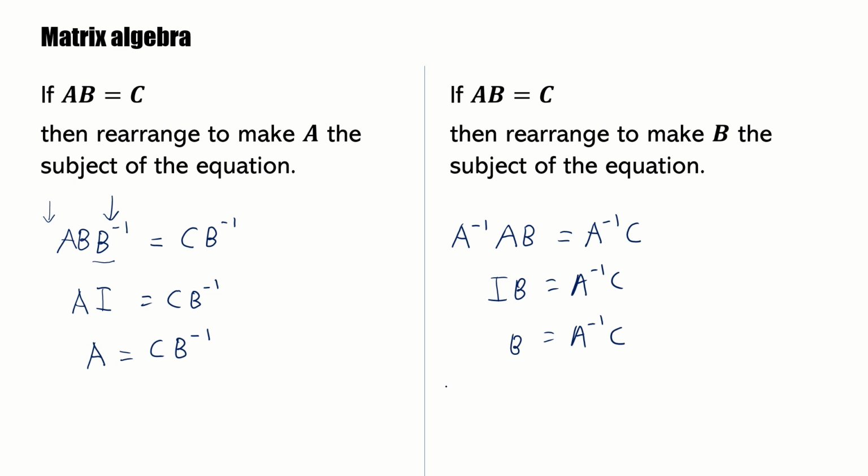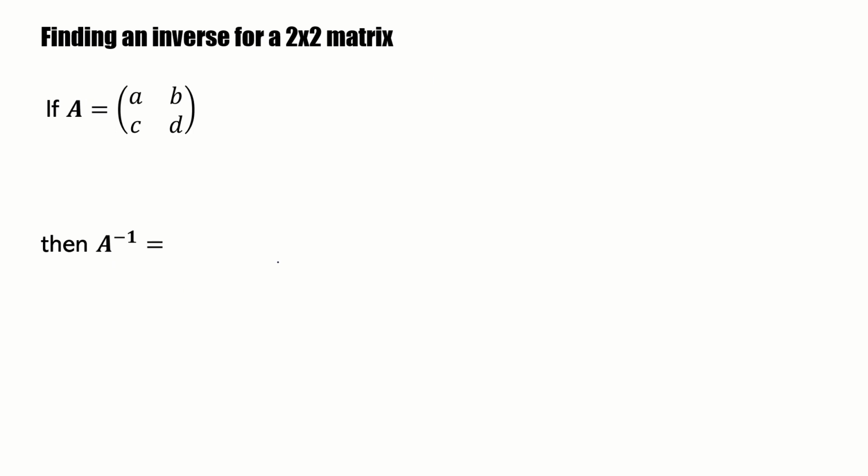So it's important you're aware of whether you're multiplying the front or the end of both sides of the equation each time. Whatever you do to the left-hand side, you have to do the same thing to the right-hand side. So that's how you use and apply inverse matrices, but how do you actually find an inverse matrix in order to be able to use it in the first place?